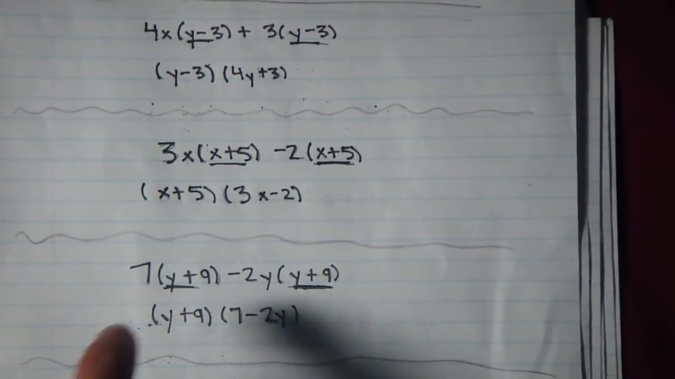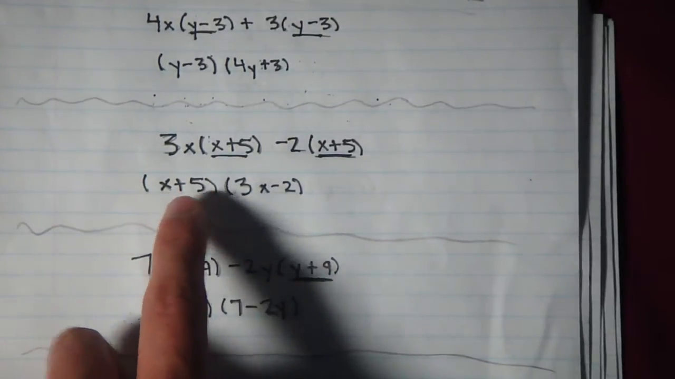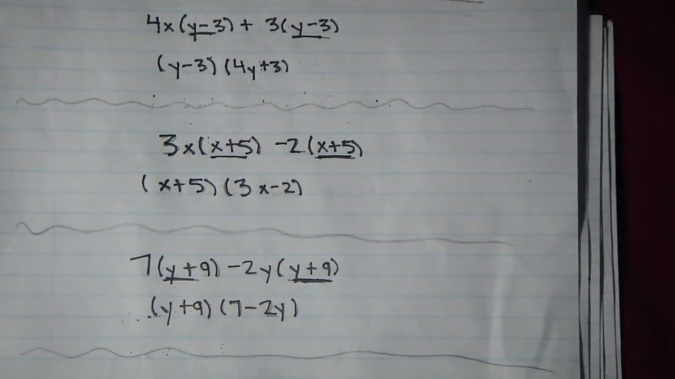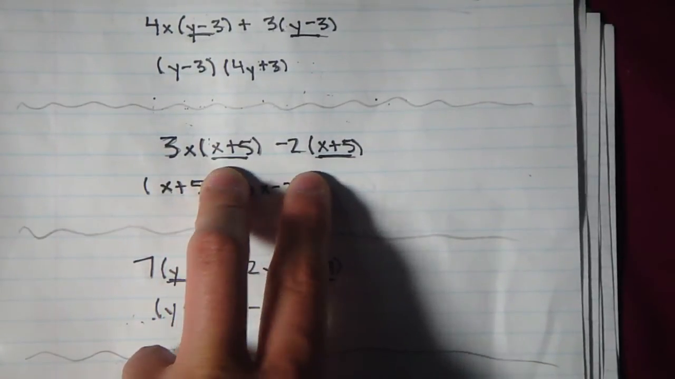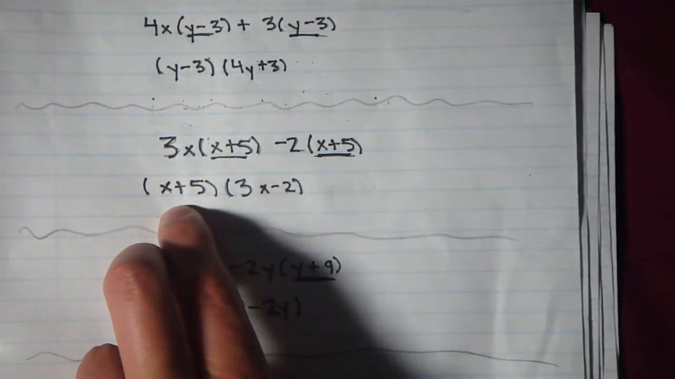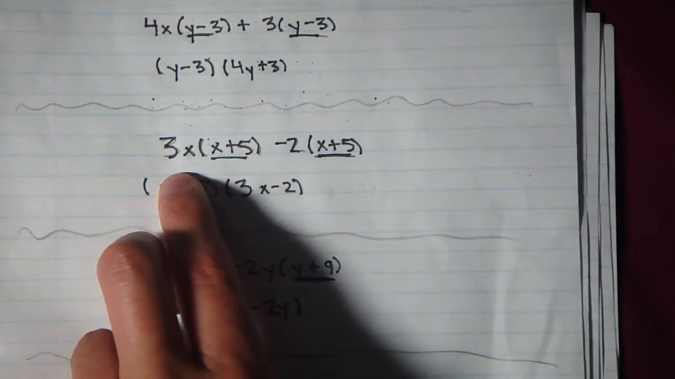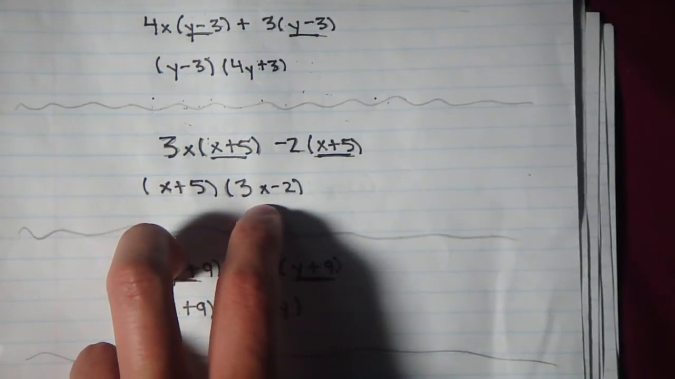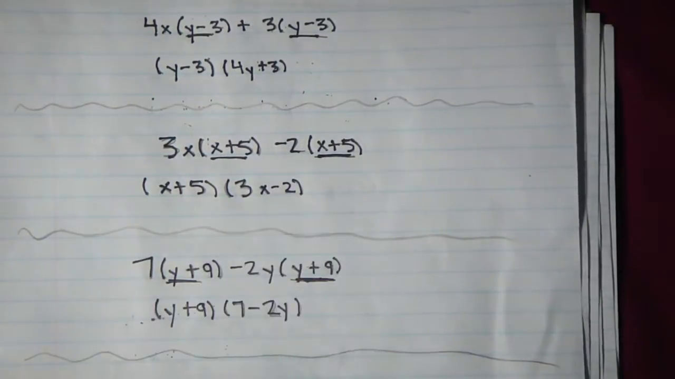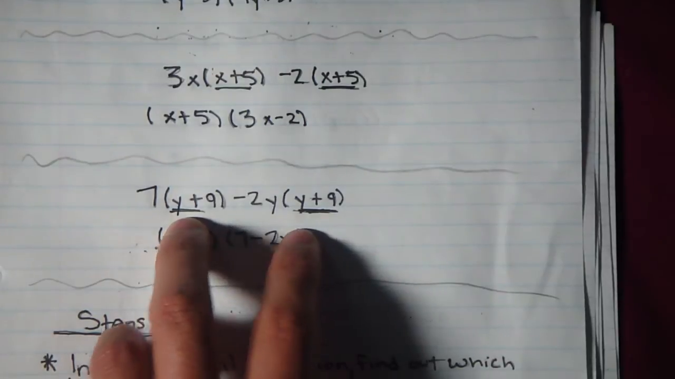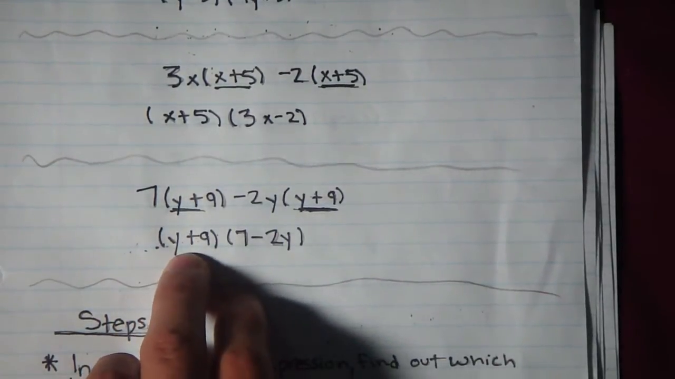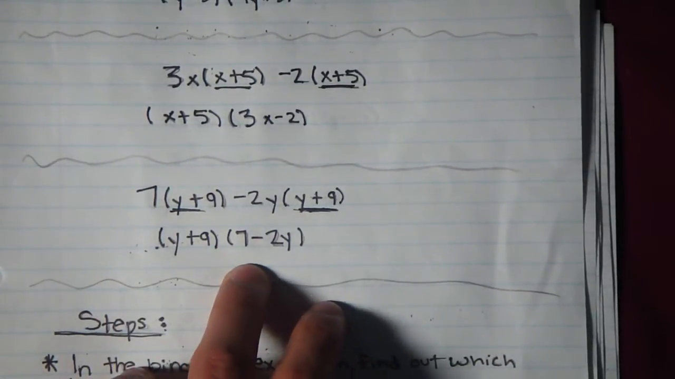The second example, we have 3x, x plus 5, and negative 2, x plus 5. We notice that there are 2 of the same terms, x plus 5. So we put that in one bracket. And then we have 3x minus 2, and we put that in another bracket. Now, third example is the same thing. Y plus 9, y plus 9. It's the same, so we put in one bracket, and we put 7 minus 2y in another bracket.